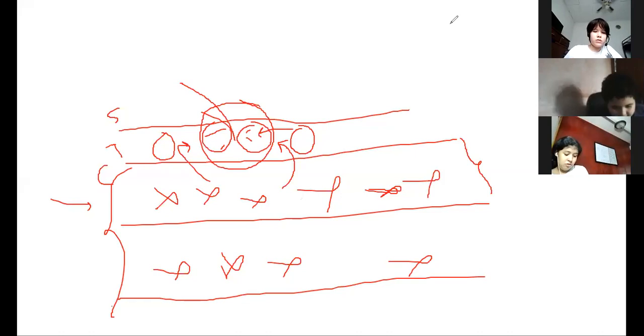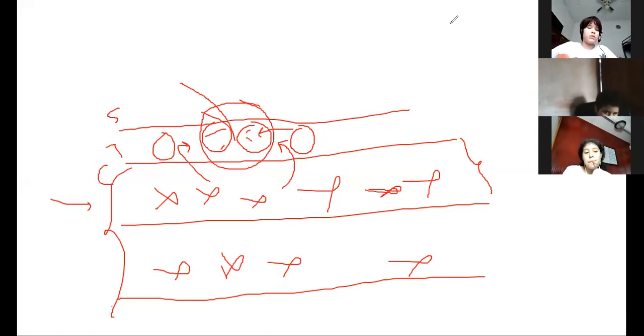It's going to get thin again. Very good. It's going to go back to normal size. Thank you, kids. You guys are pretty smart.